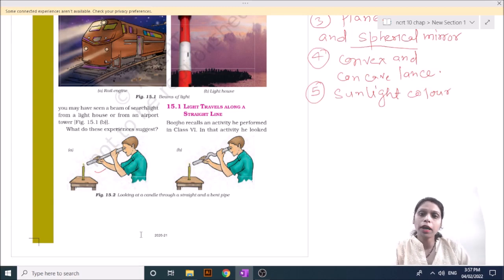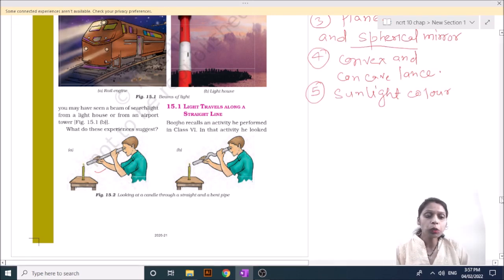You take a hollow pipe and put a lighting candle on the table and see the candle through the pipe. You are able to see it. In spite of that, you take a curved pipe and see the candle. What will you observe? You will observe that you are not able to see the light. Then what does it show? It shows that light always goes through a straight line.